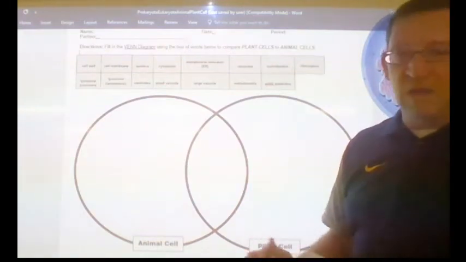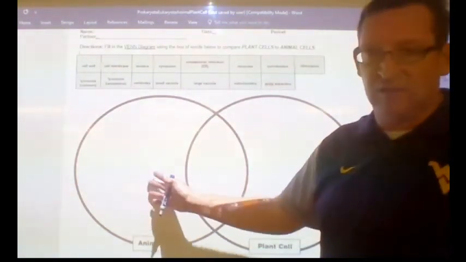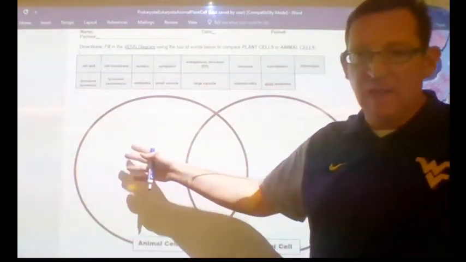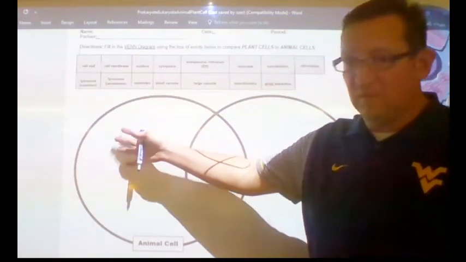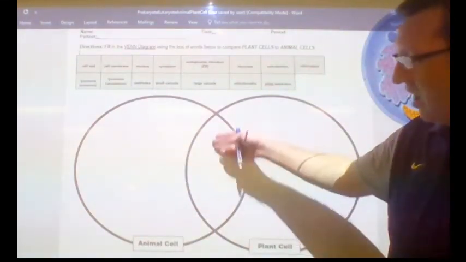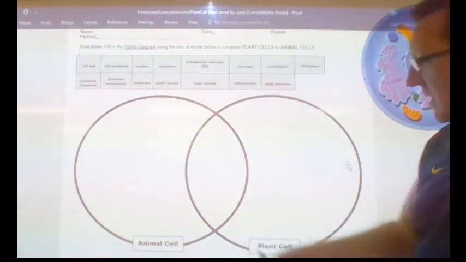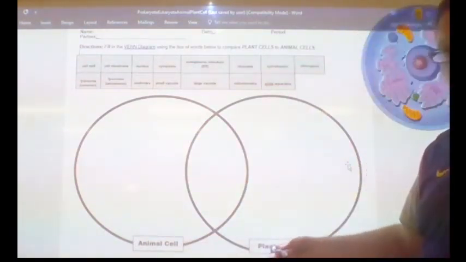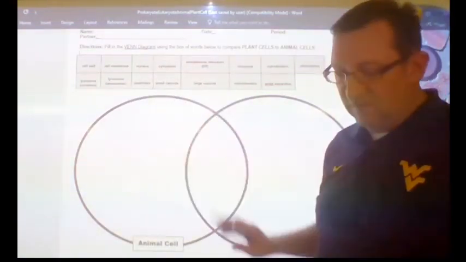Now, what a Venn diagram does is it compares and contrasts two things, showing what they have different and what they have similar. So right here, we're going to have our differences. They're going to be in this big portion right here. These are our differences, and the similarity of what they both have in common is going to lie right here in the middle. So we're going to fill this out. First, talk about an animal cell and a plant cell. We're going to look at these and use these vocab words up here and fill in this Venn diagram.